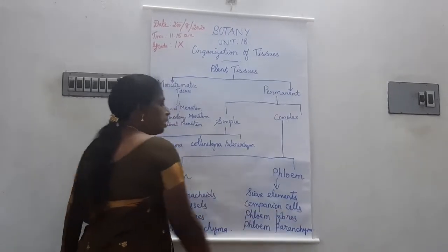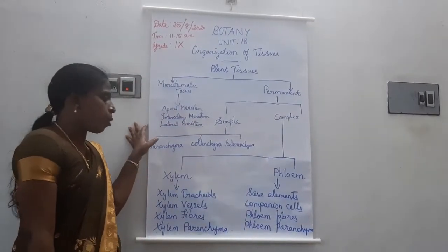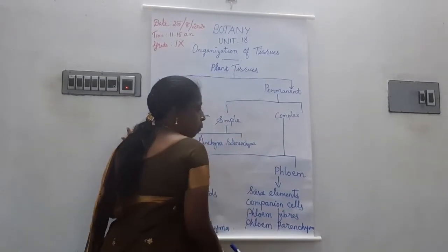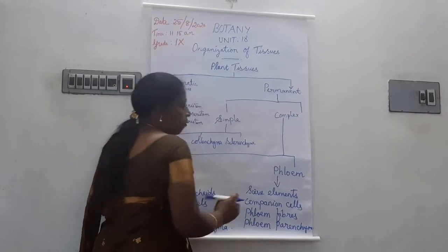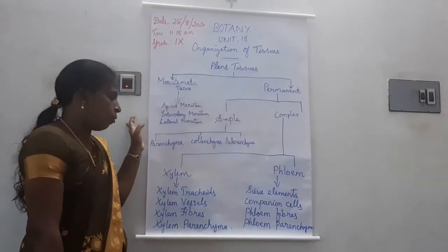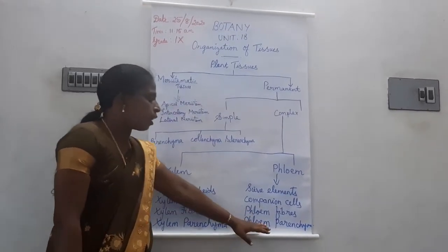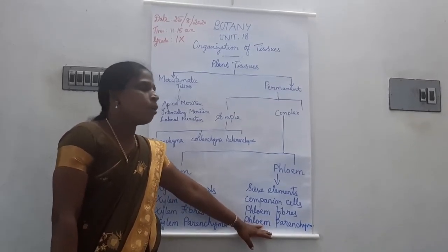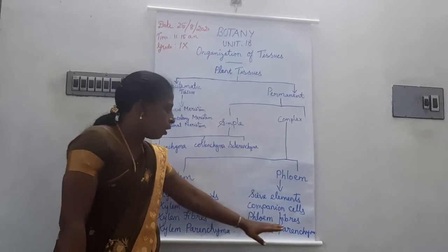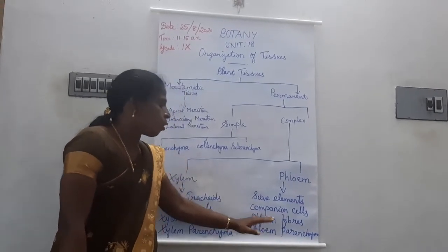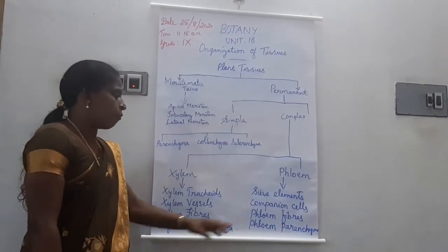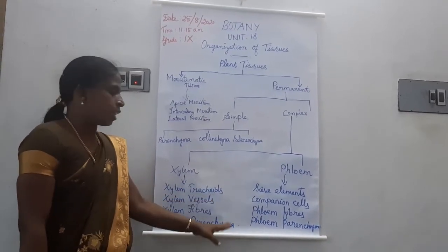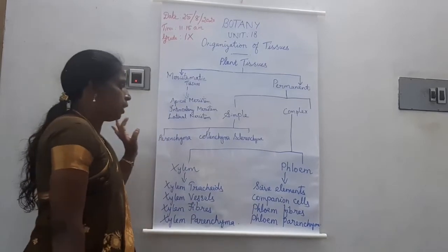These are elongated tissues and give mechanical support to the plant body. Next one is phloem parenchyma. The parenchyma tissue along with the phloem is called phloem parenchyma. These are living tissue because the cells consist of living protoplasm. The main function of the phloem parenchyma is that it can store the food materials.